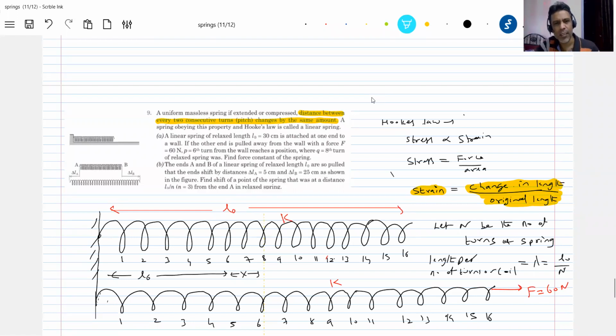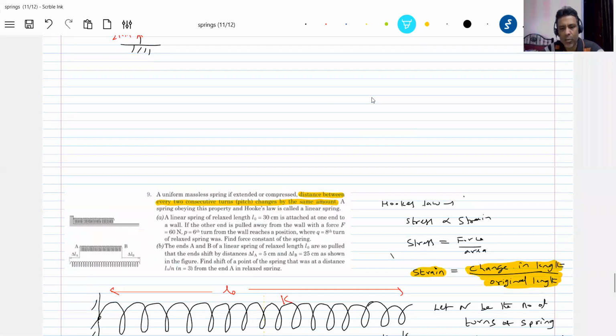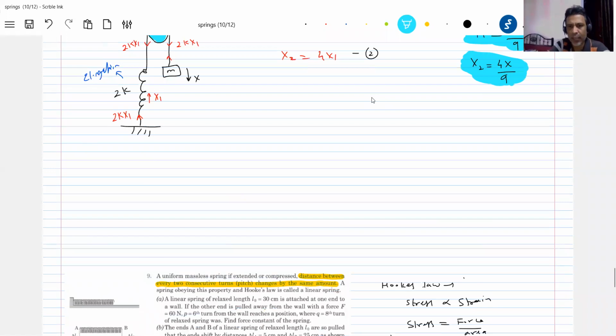Okay, now look at this. So what is it asking? There are two ends. There's a spring, and there's a point P. At what distance is it? At a distance of L by 3 from the end A. So what is being asked is the displacement of that point. How to find that? All of you, if you read the question, I think I can explain it at the top itself. We have a space here, no?